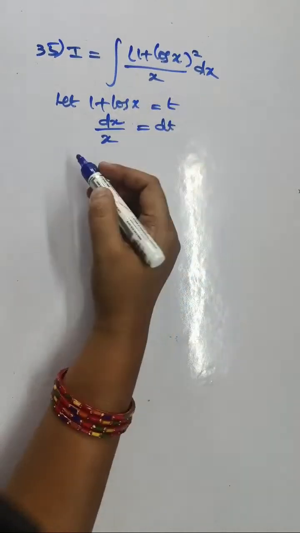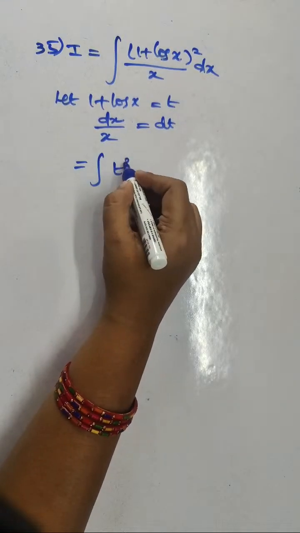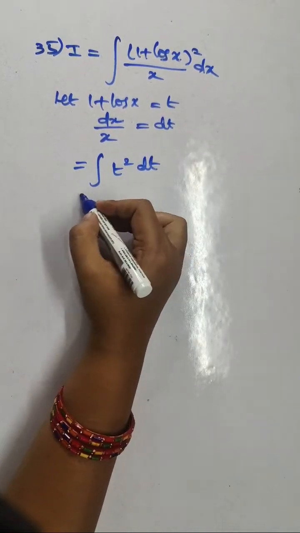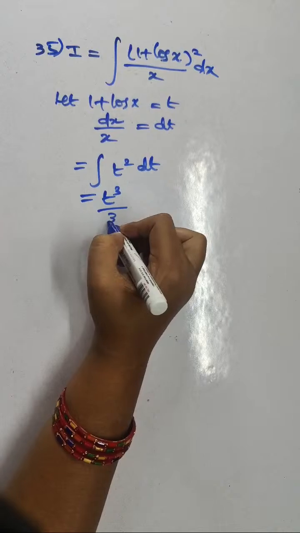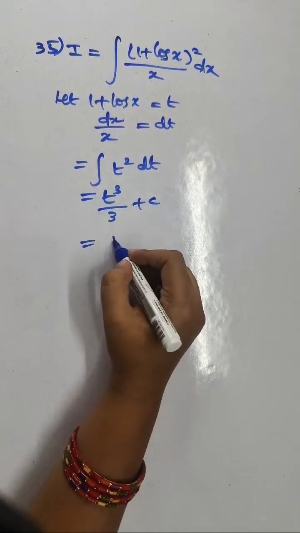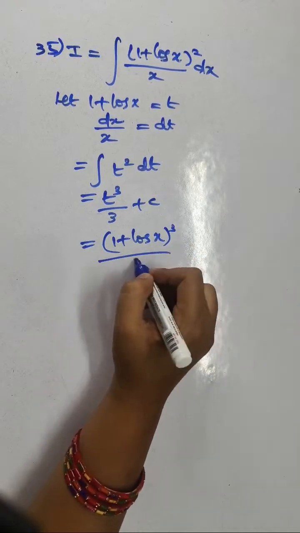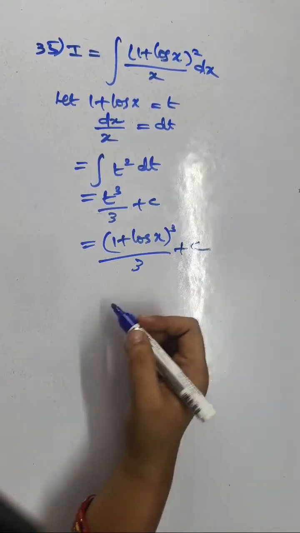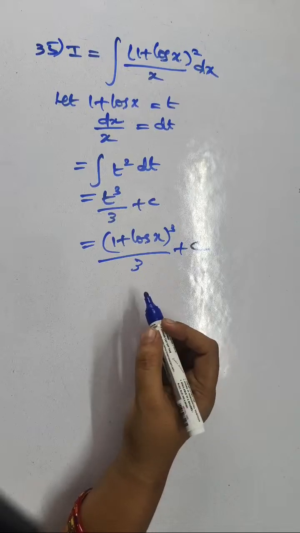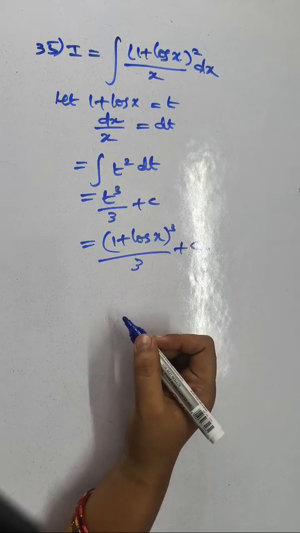So you have dx by x as dt, this as t square. When you integrate, you get t power 3 by 3, and in place of t it is 1 plus log x the whole power 3 by 3 plus c. This is the required answer.